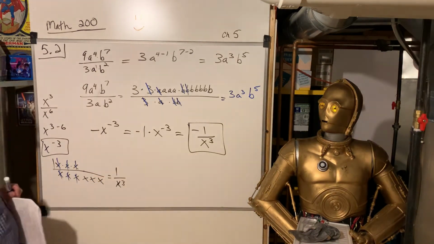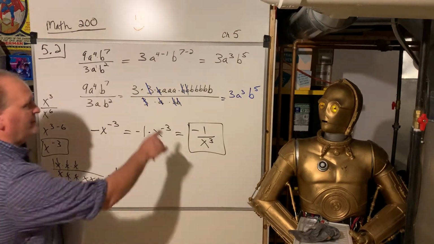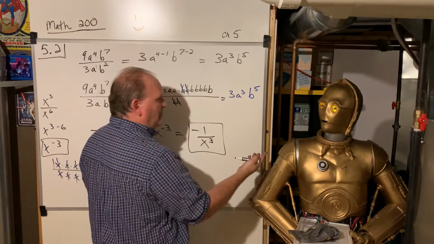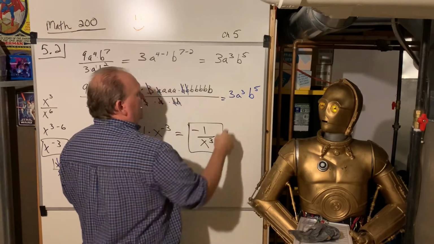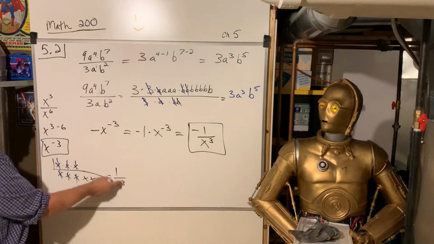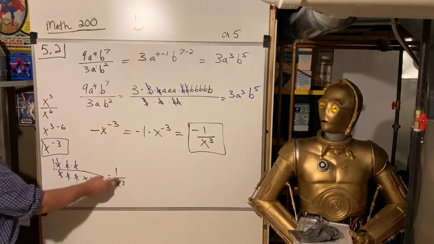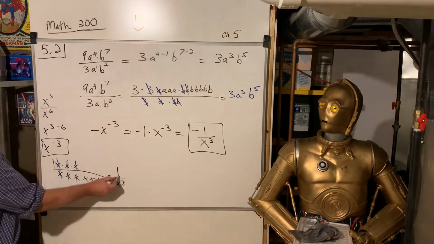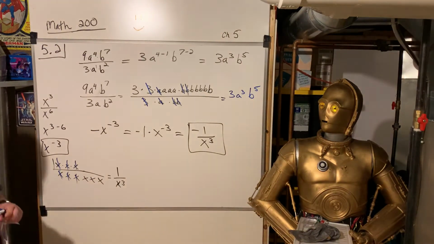That is a double standard. When everything cancels off the bottom, we don't care. We don't say over 1. I mean, you could, but don't. We never do that, all right? But when everything cancels off of the top, we have to have the 1 as a placeholder in the fraction, because this doesn't mean anything in our mathematical language. This means 1 over x to the third. All right?